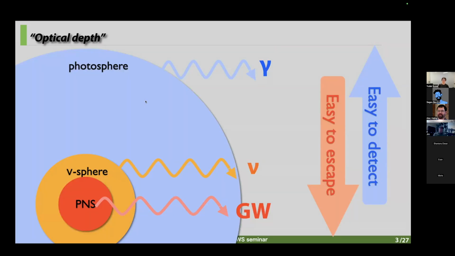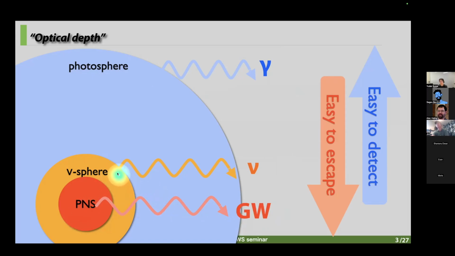When we look at optical depths, the different signals have different optical depths. Starting from electromagnetic waves, they have a very strong coupling with matter, so the photosphere is pretty huge. When we look deeper inside, there's a neutrinosphere, from which neutrinos are emitted, and going even deeper, from the protoneutron star, gravitational waves are emitted. These three signals have different interactions with matter, and the virtue of the gravitational wave is that, because of its small interaction with matter, it can escape from deep inside.